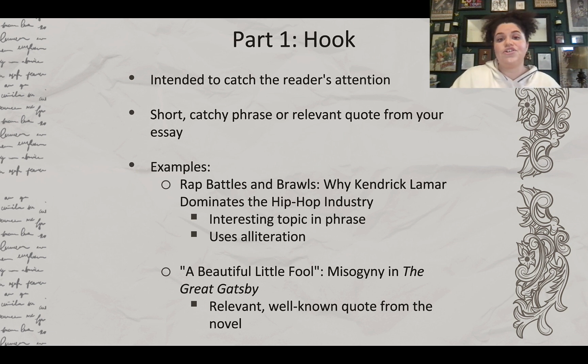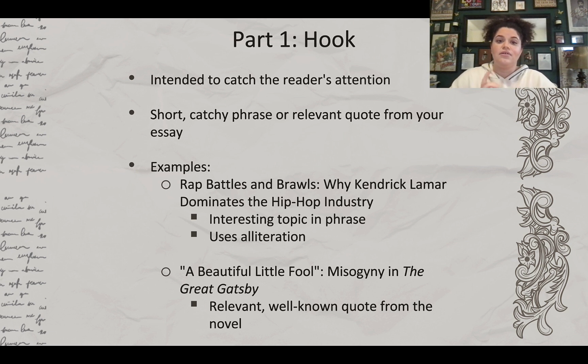It also uses alliteration. Alliteration is when you have words that start with the same letter, so back to back. Battles and brawls. So that is considered alliteration, which makes it a little bit more interesting. It makes it a little bit more of a hook. Second example, "A Beautiful Little Fool": Misogyny in The Great Gatsby. So this is obviously a quote, a relevant, well-known quote from the novel. So if you've read The Great Gatsby or if you're familiar with the story, you would know that A Beautiful Little Fool is a quote that Daisy says when she's talking to Jay Gatsby about having a daughter. And of course, that relates to misogyny as well.